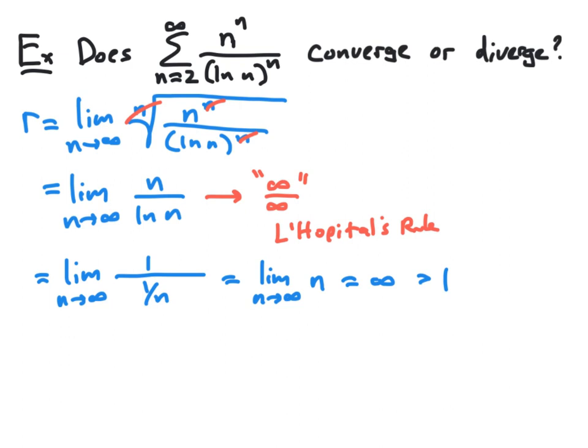And so here we have a series where the limit of the nth root of our term is greater than 1, and therefore we conclude that our series will diverge by the root test.